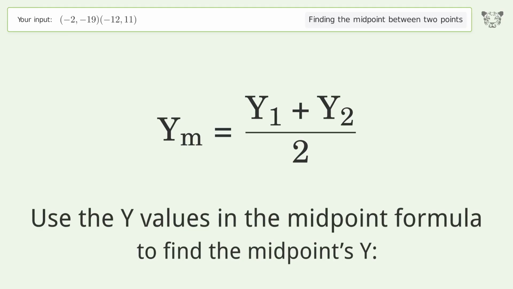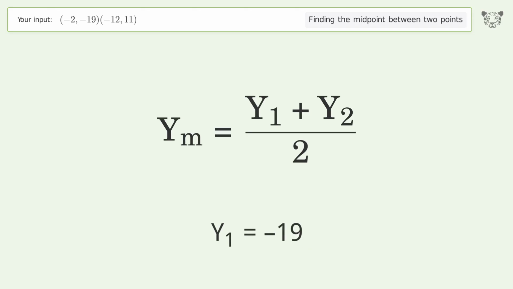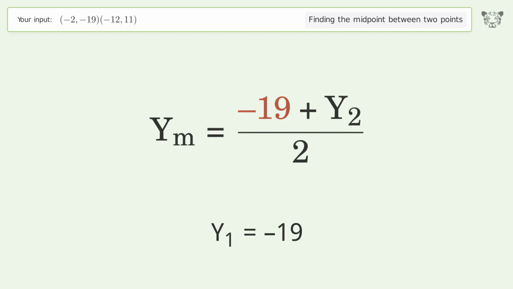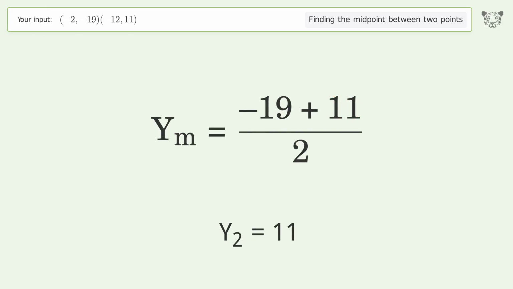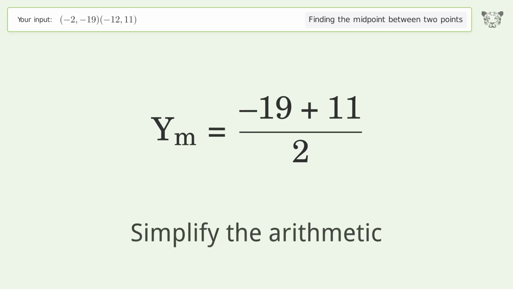Use the y values in the midpoint formula to find the midpoint's y. y1 equals -19. y2 equals 11. Simplify the arithmetic.